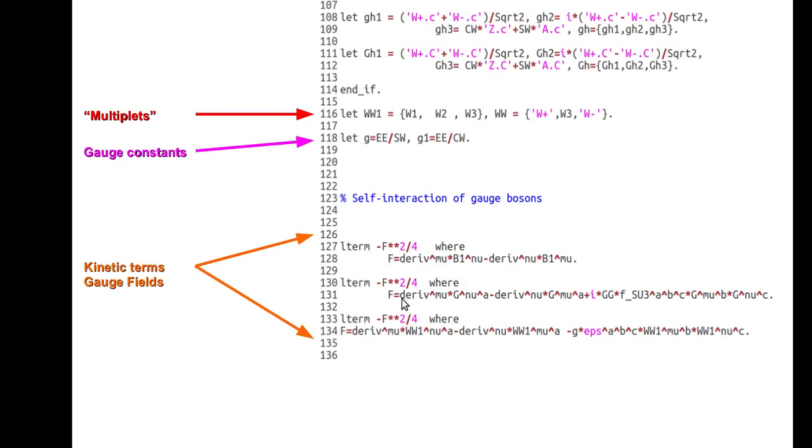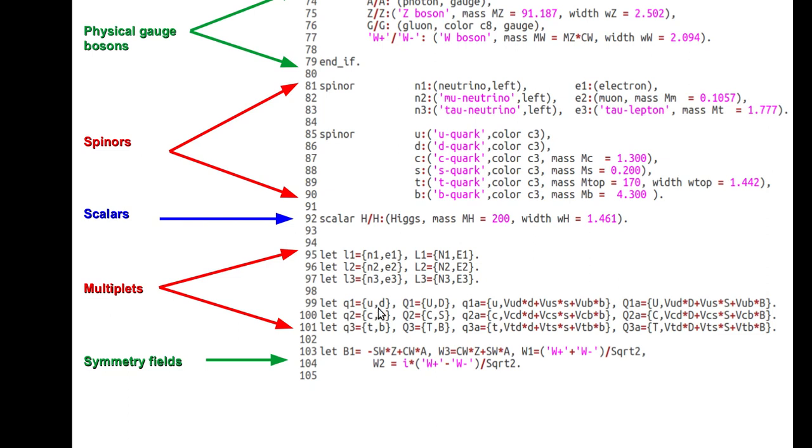As you can see, in lines 99 to 101, you have the Standard Model doublets for the quarks. And you also have on the right side these Q1A, Q1, 2, 3. These ones involve the mixing. The difference between Q1 and Q1A is that the D is now a composition of D, S, and B, which is when you take into account the CKM matrix.